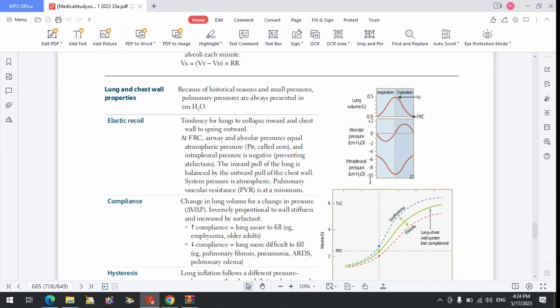It's the negative pressure that causes the transpulmonary pressure to keep it open. Exactly. It's just that the changes that happen to the intrapleural pressure take it either to a more negative or to a less negative value. It doesn't take it away from negative.